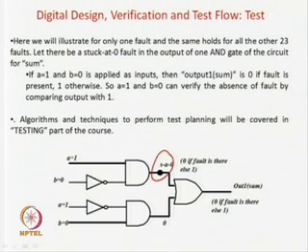Let us assume that there is a stuck-at 0 fault here. Somehow you have to verify that there is no stuck-at 0 fault here. Stuck-at 0 means, let us assume there is an electric bulb in your room and it does not glow, so it is always 0.